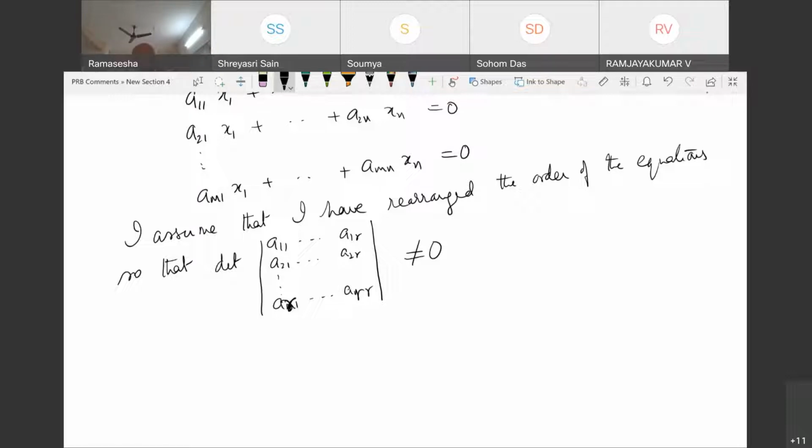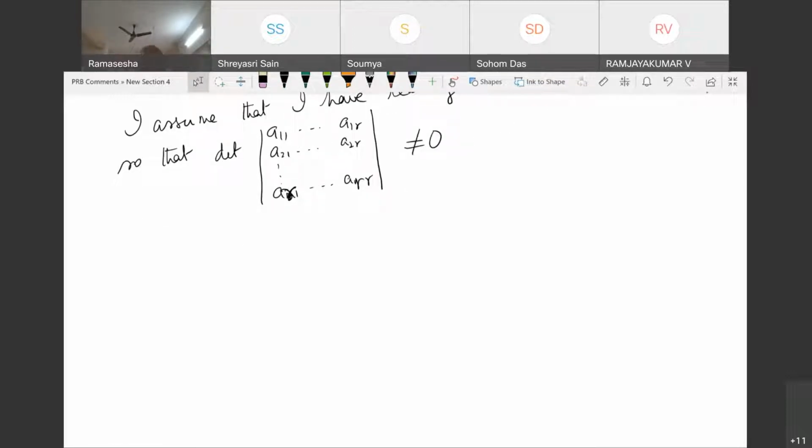So what I have is that this determinant is non-zero. So what I'll do is I'll take the first R equations, okay, and rearrange these equations such that the R by R submatrix, which is formed from the matrix A, occurs on the left-hand corner, and this is the largest square matrix which has a non-zero determinant, or this is the matrix R, which is equal to the rank of the matrix A. Okay, so what I can do is now consider the first R equations.